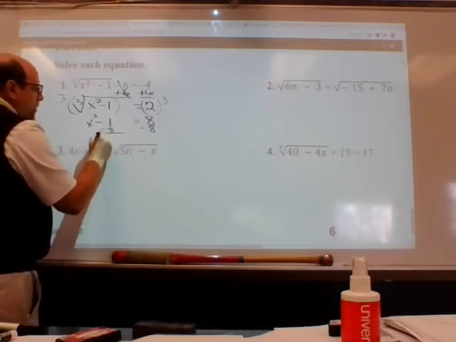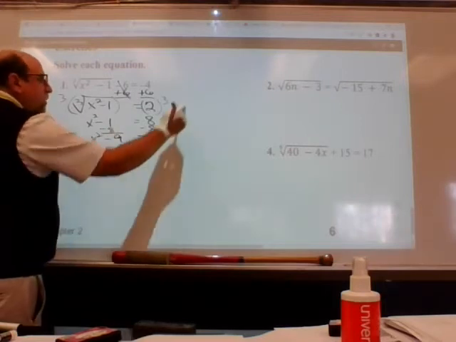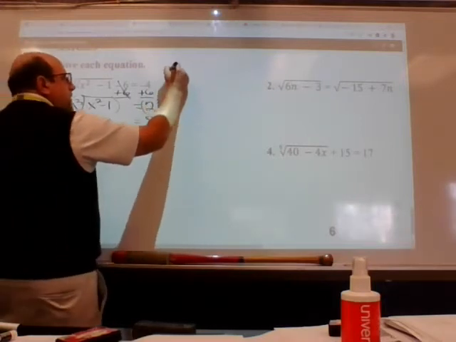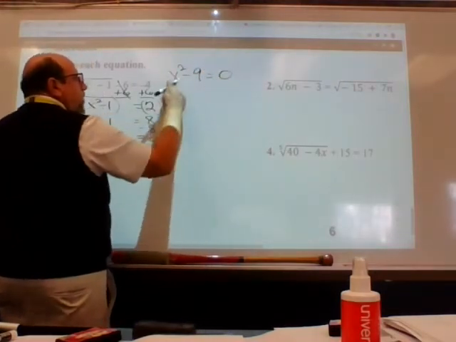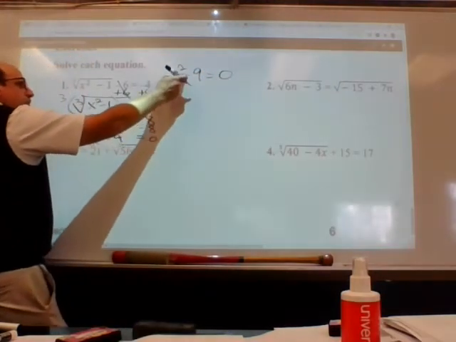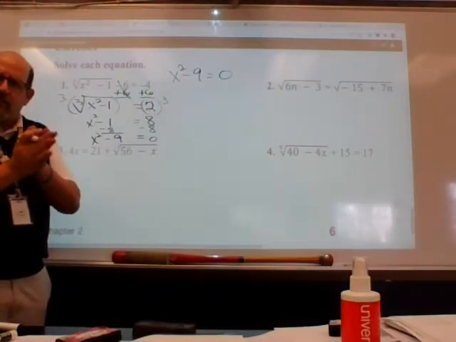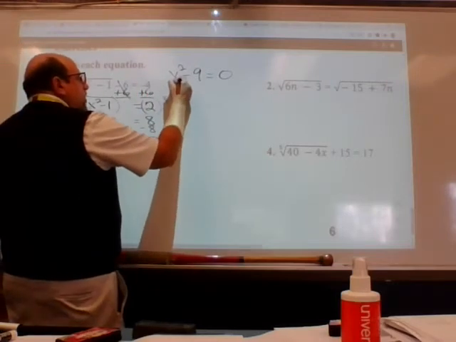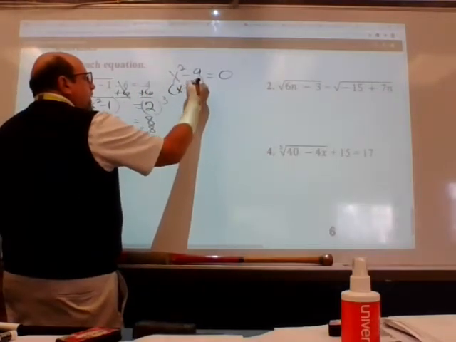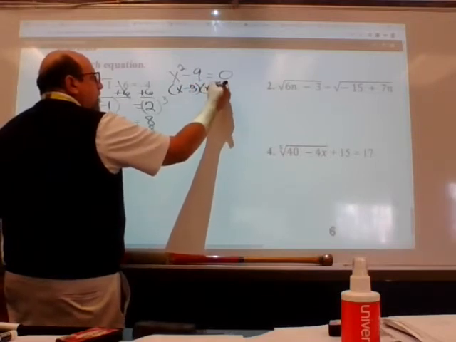Now I have x squared minus 9 equals 0. I'm going to rewrite it up here. X squared minus 9 equals 0. Both of these are perfect squares, and we have a subtraction sign in between. That means it's a difference of squares. If you don't know what a difference of squares is, look it up. Can't go back and reteach that. That's from so long ago.